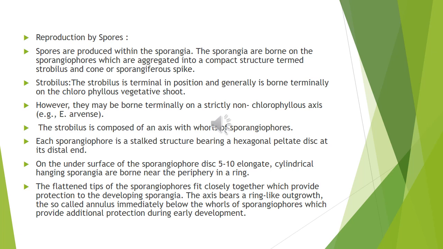On the undersurface of the sporangiophore disc, 5 to 10 elongate cylindrical hanging sporangia are borne near the periphery in a ring. The flattened tips of the sporangiophores fit closely together, which provides protection to the developing sporangia. The axis bears a ring-like outgrowth, the so-called annulus, immediately below the whorls of sporangiophores, which provides additional protection during the early development of spores.